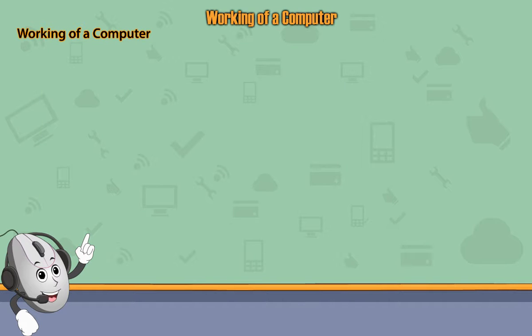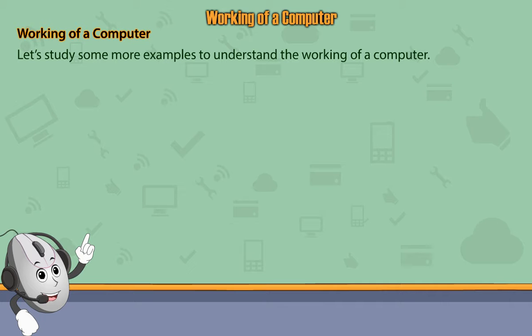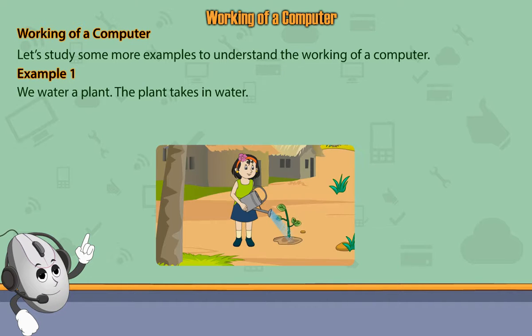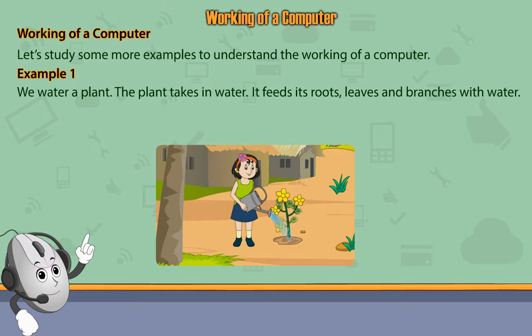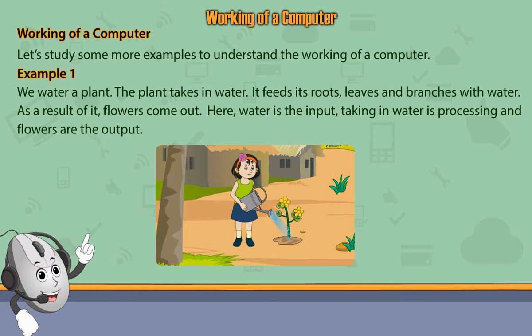Working of a computer. Let's study some more examples to understand the working of a computer. Example 1. We water a plant. The plant takes in water. It feeds its roots, leaves, and branches with water. As a result of it, flowers come out. Here, water is the input. Taking in water is processing and flowers are the output.